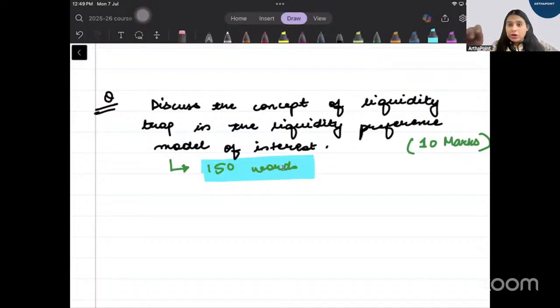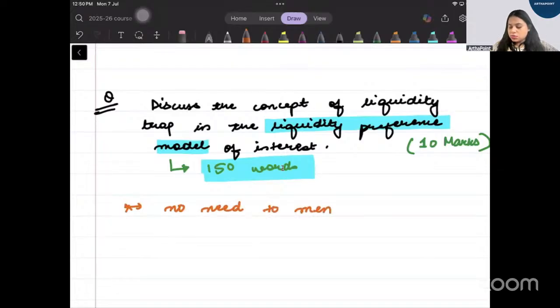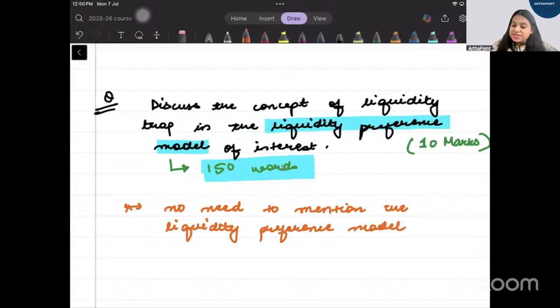So you don't have to write anything on the meaning of the liquidity preference model. Many of you have gone ahead and written that. So there is no need to mention the liquidity preference model, or about the concept of liquidity trap within the liquidity preference model, no need to write that, okay?